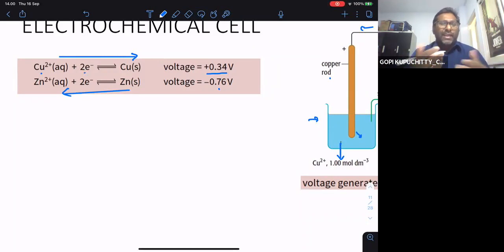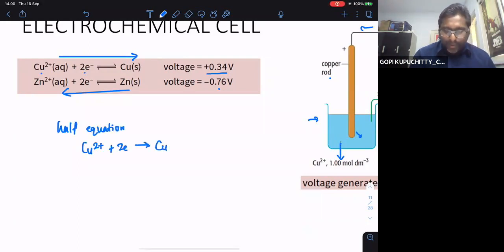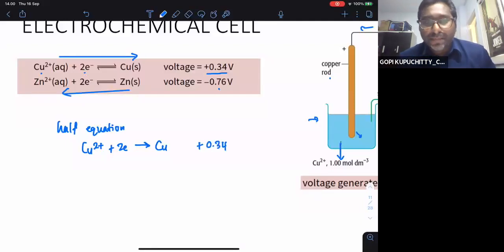So when I write the half equation of this, what is going to be the half equation? I write Cu2+ + 2e-, nothing changed over here. I just simply write it, and then I put +0.34, nothing changed.